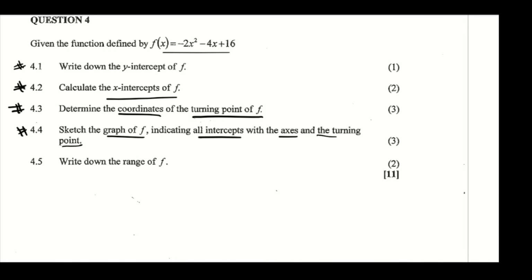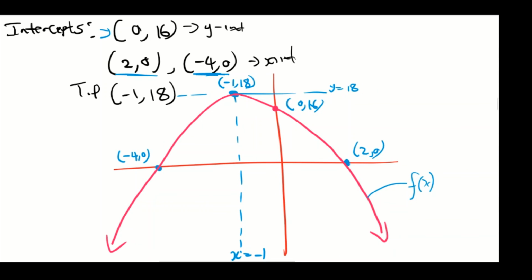Now in 4.5 we are asked to write down the range of f. When we talk of range, we talk of the y values. So we're going to go back to our graph, right? And the range, talking about the y values, we want to know the movement of the y values. If you look at this graph here, these are negative y values, these are positive y values. This is positive x and negative x.